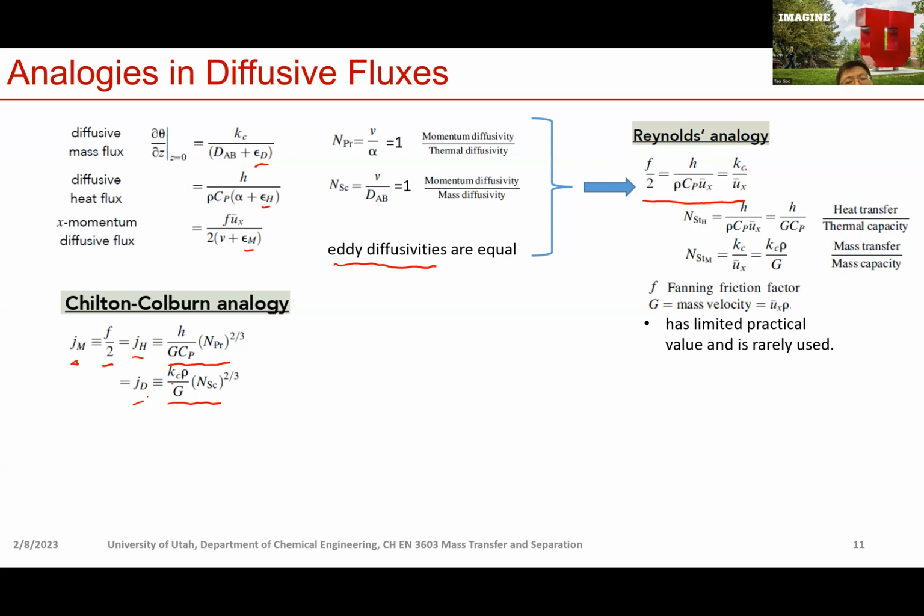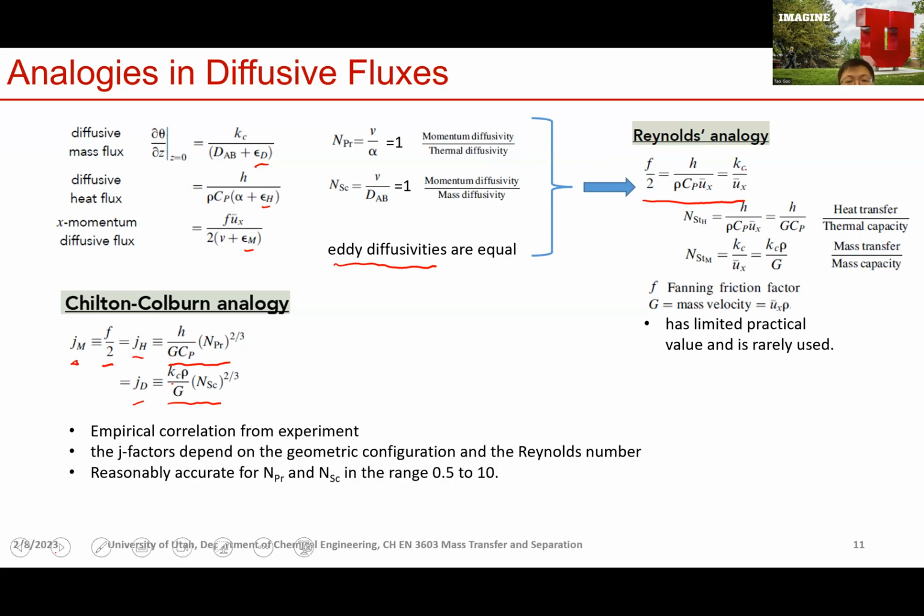diffusion mass transfer J factor. Okay, and these are empirical correlations from experiments, right? So they are not derived from rigorous mathematical theory. They are more like people have done a lot of experiments. They got a lot of data, and they found this empirical correlation between the Fanning frictional factor and the heat transfer and mass transfer coefficient, right?